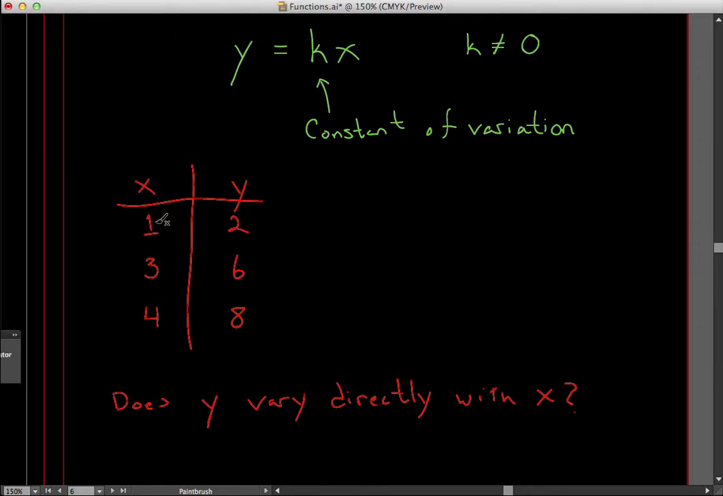So if we're going from 1 to 2, that's times 2. If we're going from 3 to 6, that's times 2. If we're going from 4 to 8, that's times 2. They're all multiplying by 2, so I can already tell that y does vary directly with x. There is direct variation.